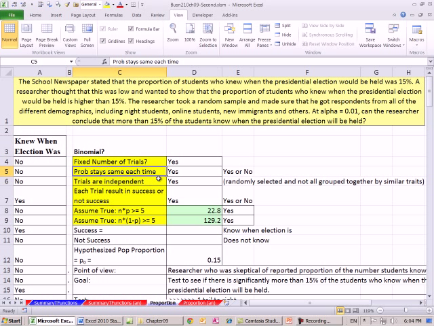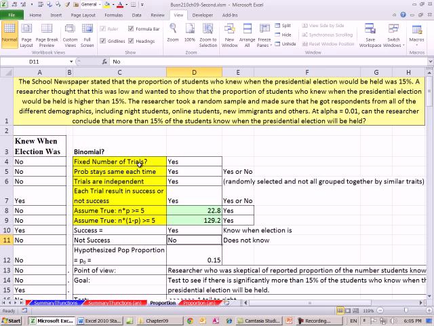Does the probability stay the same each time? Yes. Are the trials independent? We'll assume that they are. Does each trial result in a success or a not success? Yes. Well, what is a success going to be for us? It's going to be answering, yes, I do know. A not success will be, they don't know.